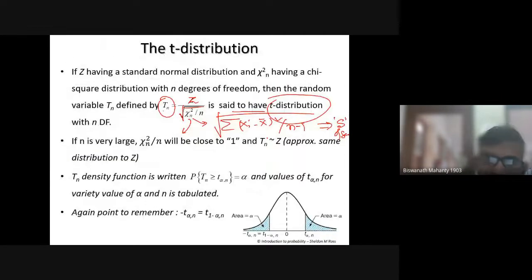So if you have a large number of samples, you try to understand, chi square by n will be very close to 1. That means this value is close to 1, so T and Z are the same. One thing you please keep in mind for the future: if there is a large number of samples, then you can use Z statistics. If the sample number is small, like normally 5 samples or 10 samples, then you should use t statistics. And if you know the t statistics, we can do the same job, the same calculation.